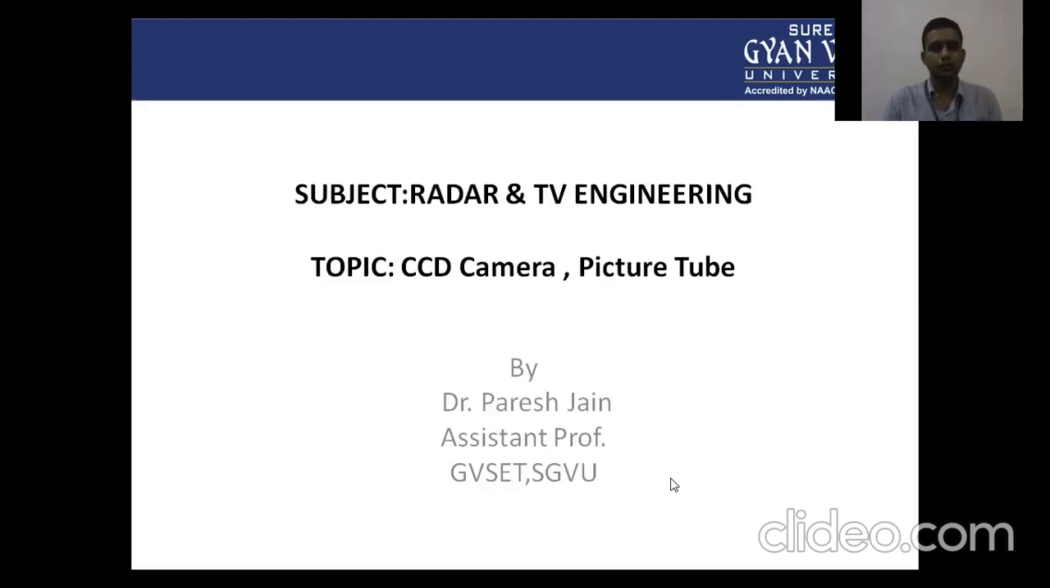In the receiver section, we discussed all the types of blocks and all the components of the receiver system. Now the main part of the TV system is the camera tubes. In the previous lecture, we already discussed the types of camera tubes and picture tubes. Today we will discuss CCD cameras and picture tubes. Cameras are used to capture the pictures, and the picture tubes are used in the receiver sections.